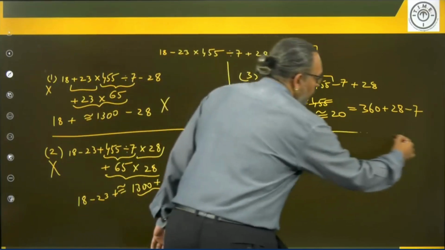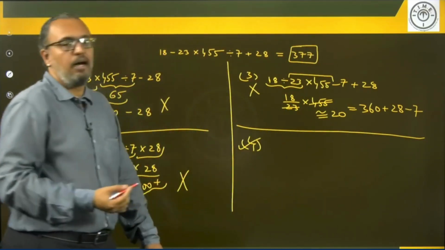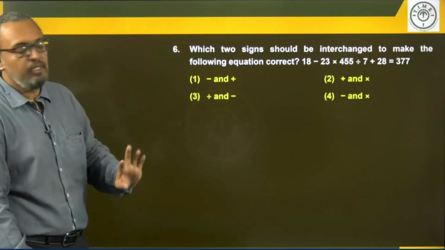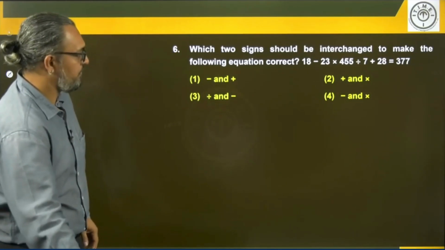So basically now my answer will be the fourth option. Fourth option would be our answer. So what is the fourth option that we have? Minus and into. So let's take that, minus and into to be interchanged.